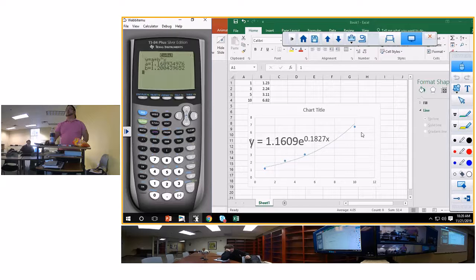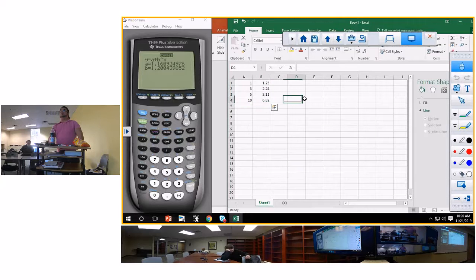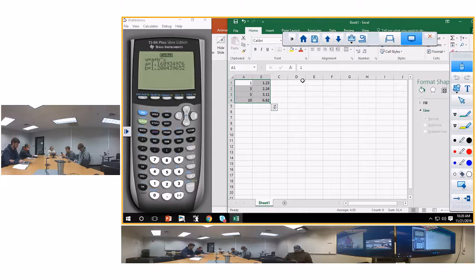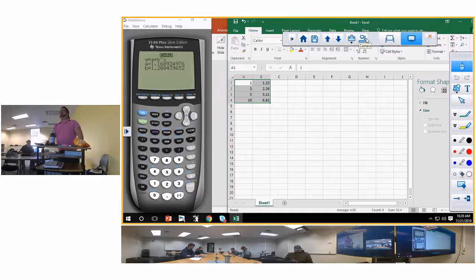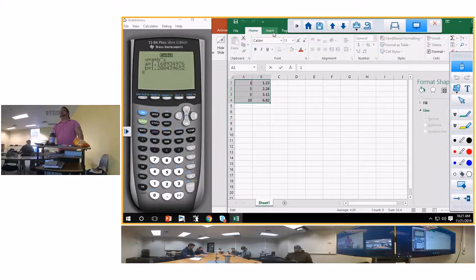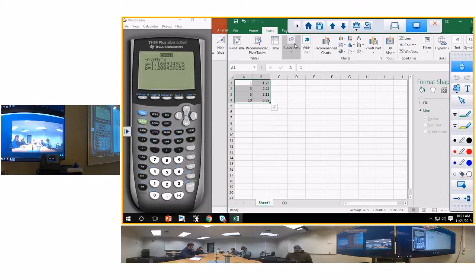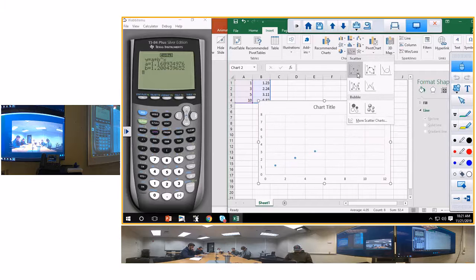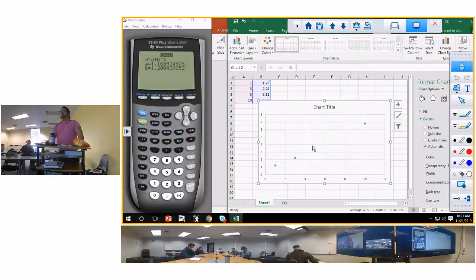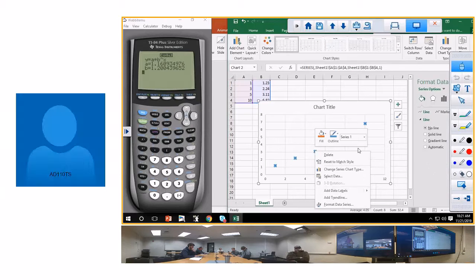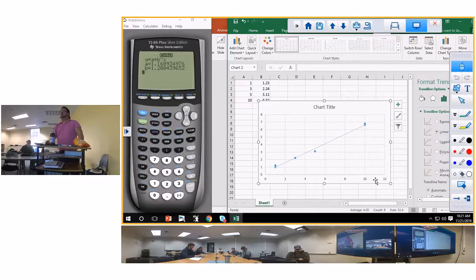All right, now let me go back over here and redo this one. I don't think I hit the wrong thing. Okay, insert. There's my line. Right click, add trend line. And I'm going to go over here and I typed in exponential.